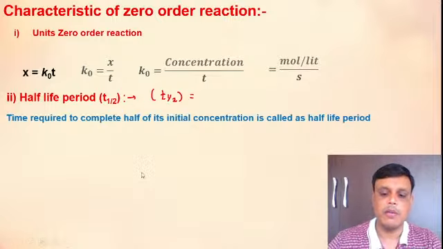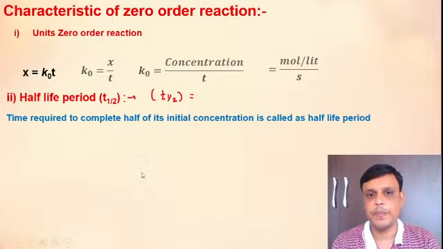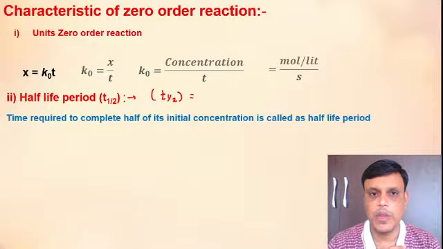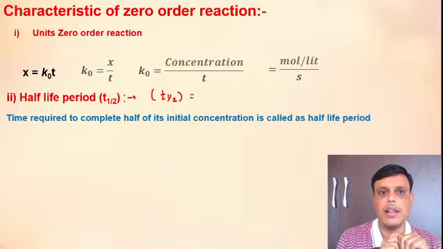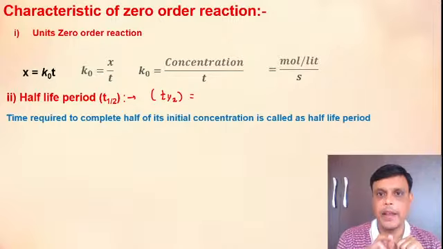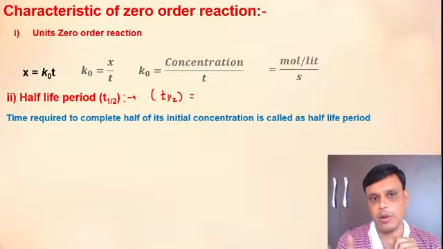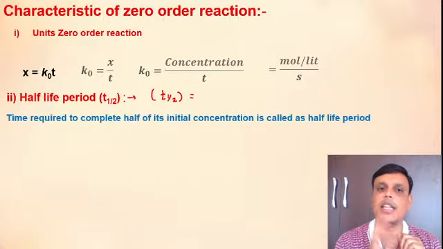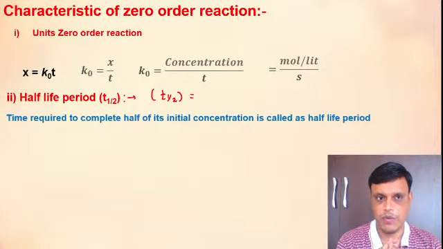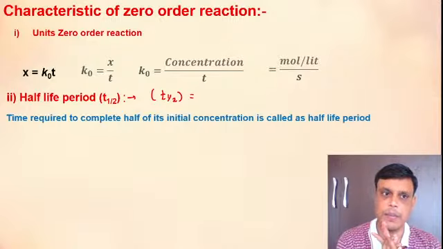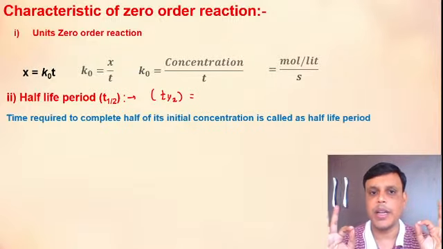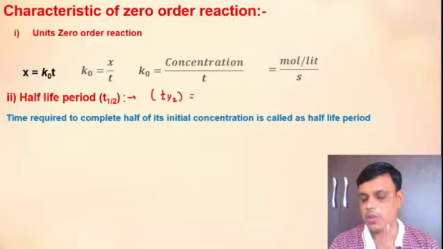For example, for a reaction A goes to B, at a time t, half of the reactant A has converted into the product. That time t is called the half-life period for that reaction. Understood what is half-life period? The time required to complete half of its initial concentration is called the half-life period.